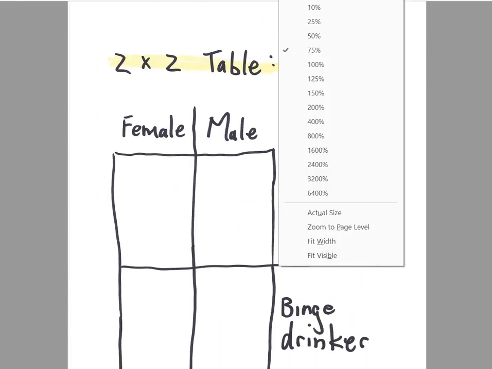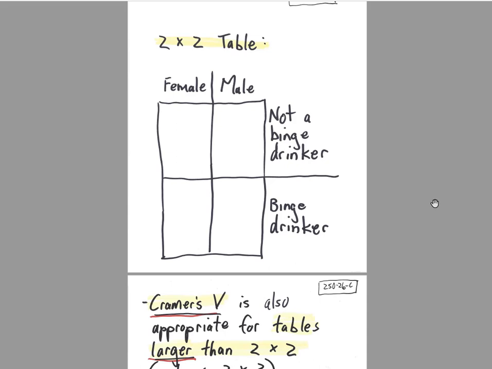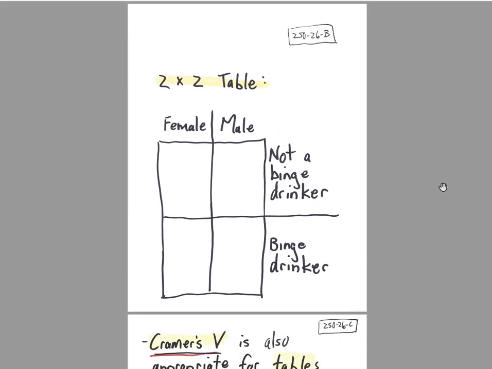And I illustrate some additional examples of 2 by 2 tables and 3 by 2 tables. Let's imagine you're investigating a totally different research topic. You want to find out whether there's a relationship between gender and drinking behavior. Is it true that men are more likely to be binge drinkers than women?